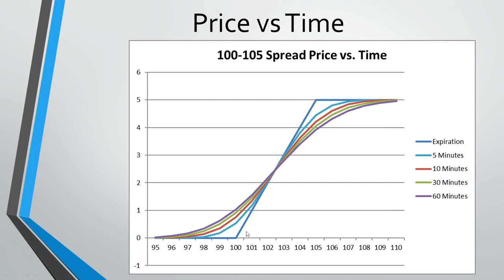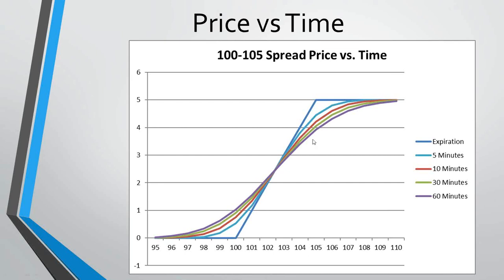Because this is where it's intrinsically worth something, okay? If this was a 100-105 spread, then it would intrinsically at 105 be worth $5. But you can buy it at a discount prior to expiration. Why is that? Because the extrinsic value is negative. So this would be intrinsically worth $5, but with 60 minutes to go, maybe you're buying it at just under $4. Let's call it $3.80.